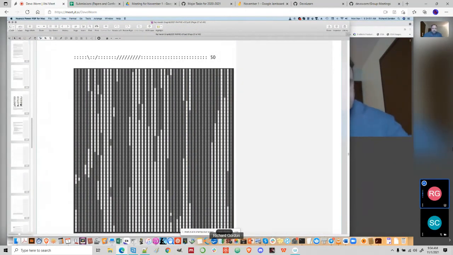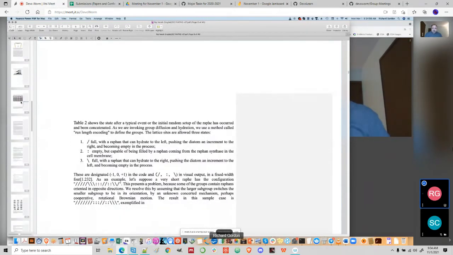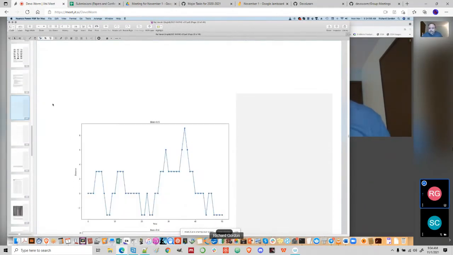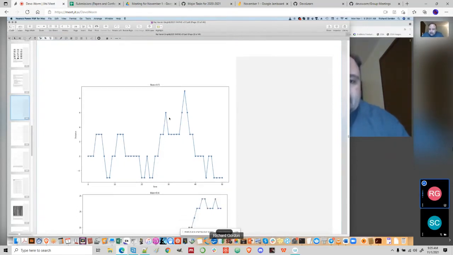So let me show you some results. Here's an example where there's no bias. So the diatom keeps moving forward and backward and forward and backward, backward, forward, forward, forward, backward, back. Now one thing we're doing is we include a gradient that falls off exponentially, so that most of the RAFT comes on the left side. Despite that, this is pretty erratic.